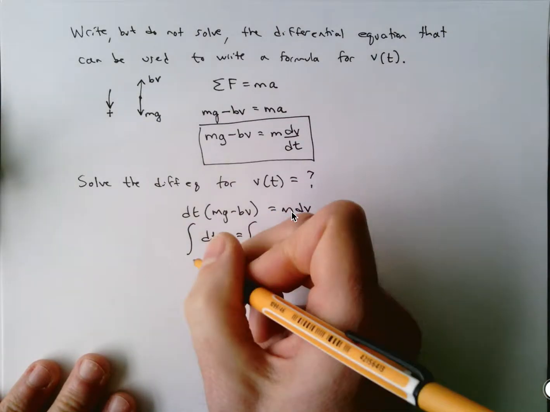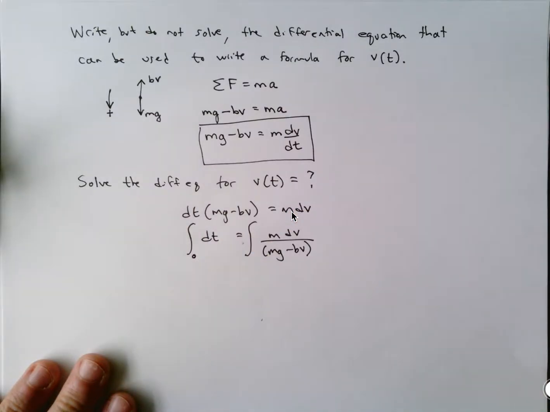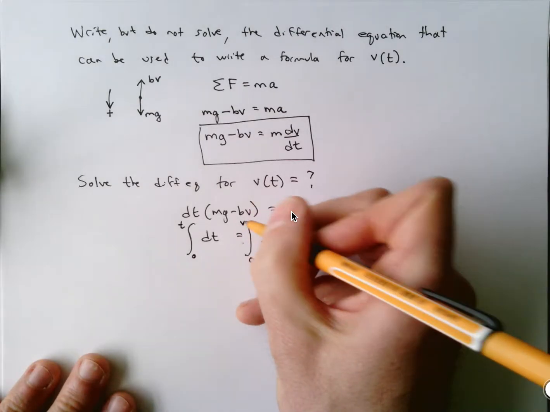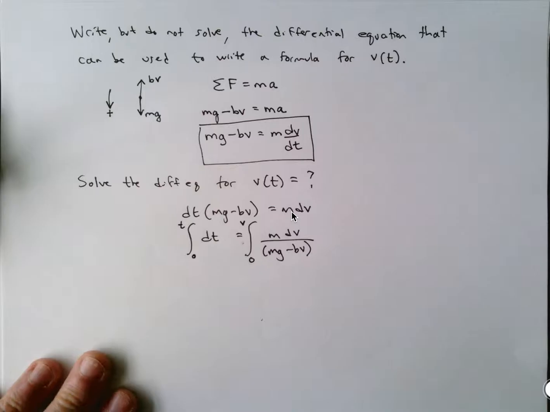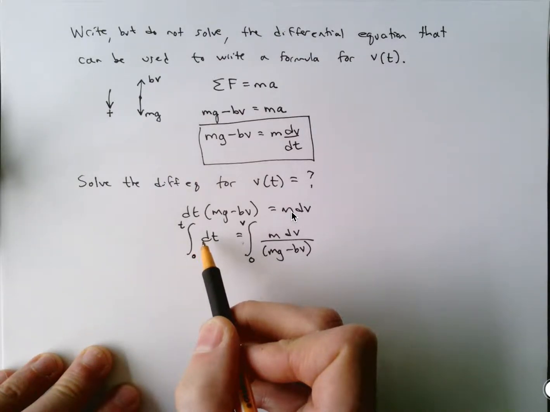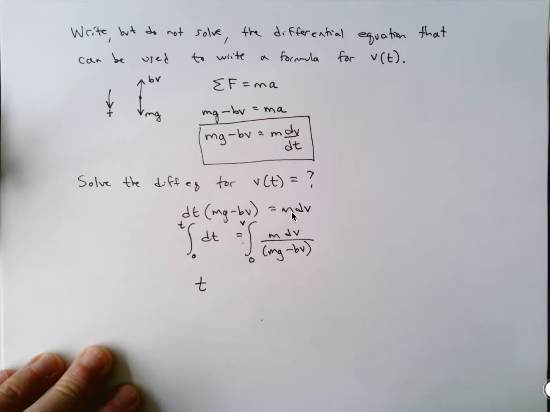You should think about the limits of integration. We're going to start at time 0 and end up at some arbitrary time. We're dropping it from rest, starting at a velocity of 0, ending up with some arbitrary velocity. This side, I'm sure you recognize, is super easy to integrate. In fact, if we do the integration, you just get t. Done.